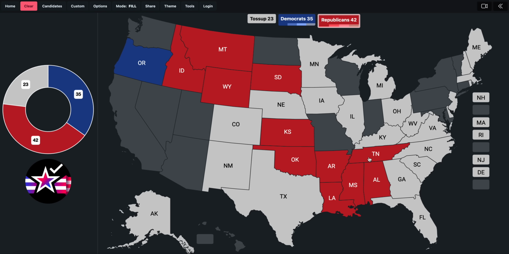Tennessee, safe for the GOP. Likewise, South Carolina, safe for the Republicans. Kentucky, West Virginia, which had a Democratic senator as recently as 2025, safe for the Republicans. Obviously, no chance there the Democrats get close. And some of the other states that don't have polls right now, we can take a look.